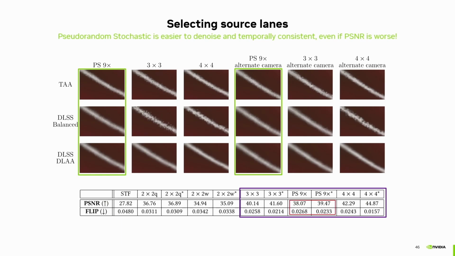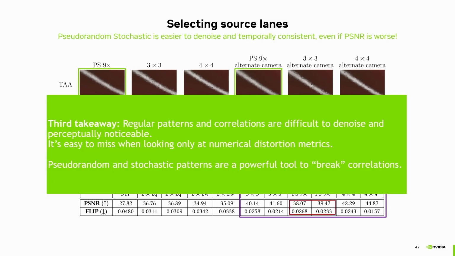And this is worse PSNR not just on a single sample before denoising, but also after denoising, which is kind of interesting. But this is the third takeaway here. The triangular patterns and correlations are difficult to denoise, and they are perceptually noticeable. It's easy to miss this when looking only at numerical distortion metrics. And pseudorandom and stochastic patterns are a powerful tool to break those correlations.